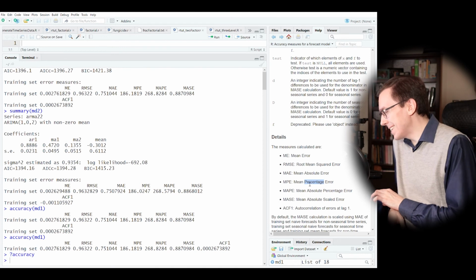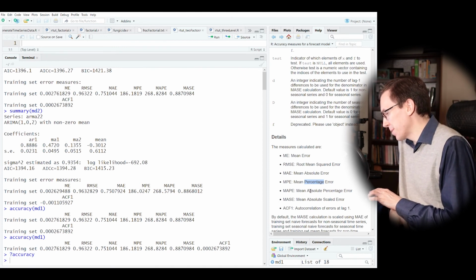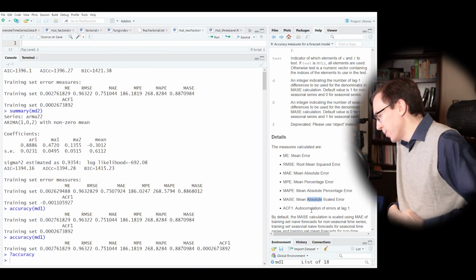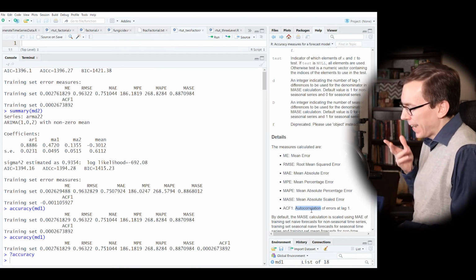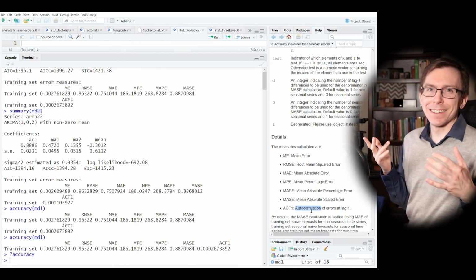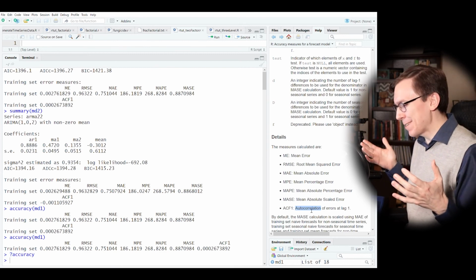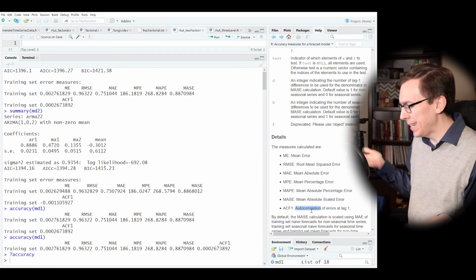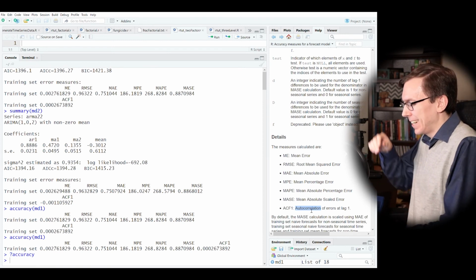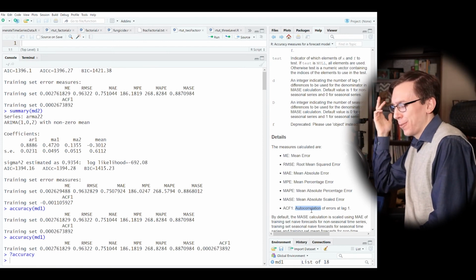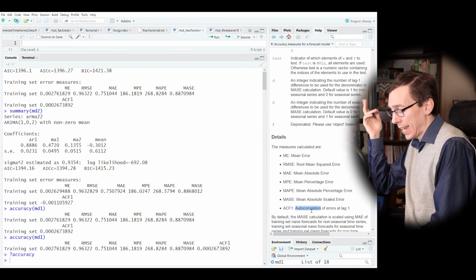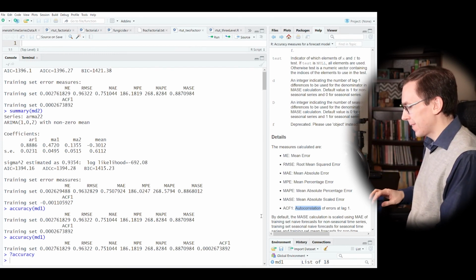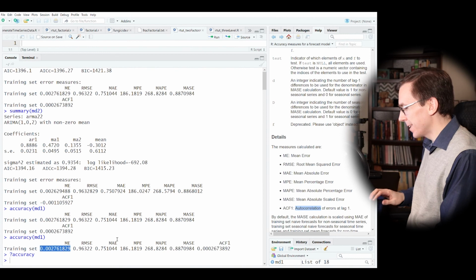MPE is mean percentage error. I was close. Absolute mean percentage error, mean absolute scaled error, and the autocorrelation of the errors. Okay, so the point is there are tons of different forecasting accuracy measurements. So if you were already upset that you had to decide between AIC and BIC, well, now you've got a ton of different measurements, all for saying how accurate your forecasting is, using lots of different values here.